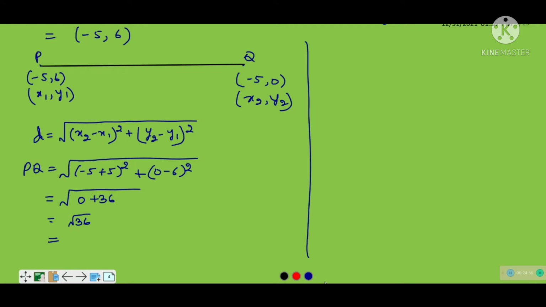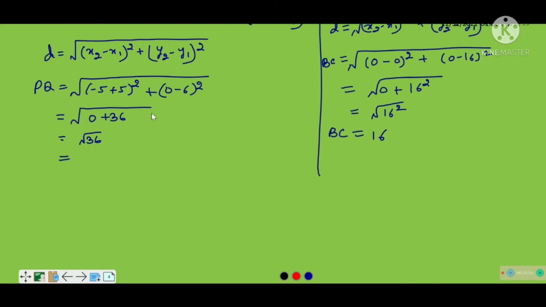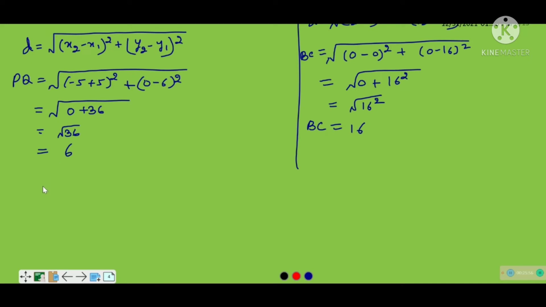Now length BC. BC is 16. Now PQ upon BC is equal to 6 upon 16, means PQ is equal to 3 upon 8 BC. Proved.